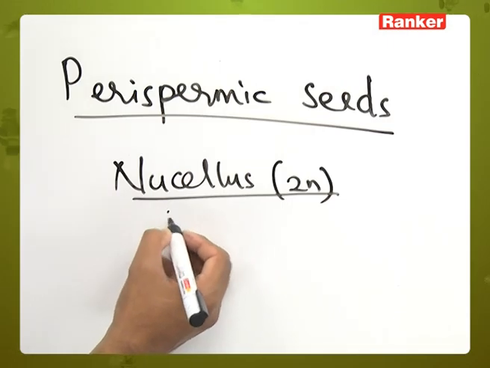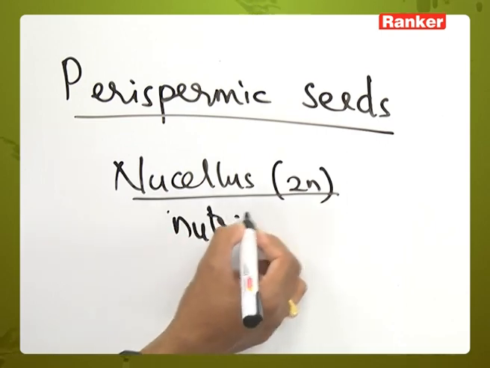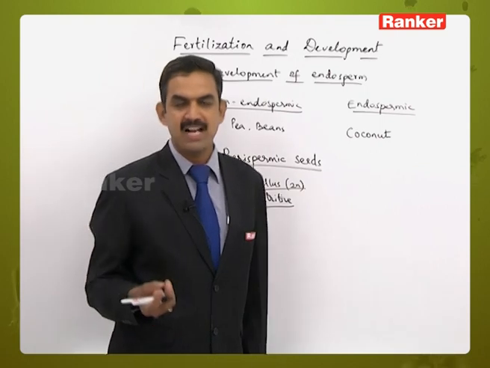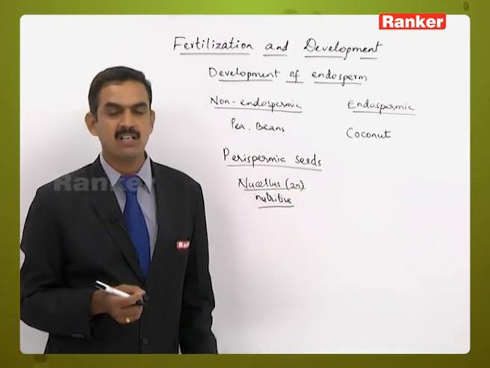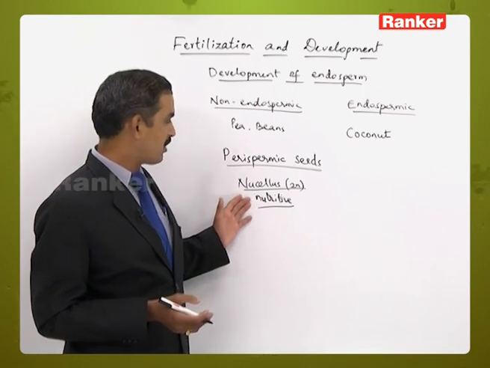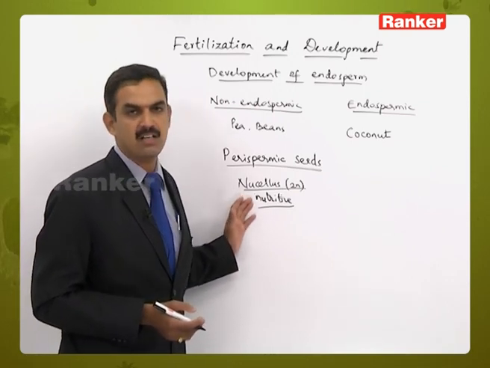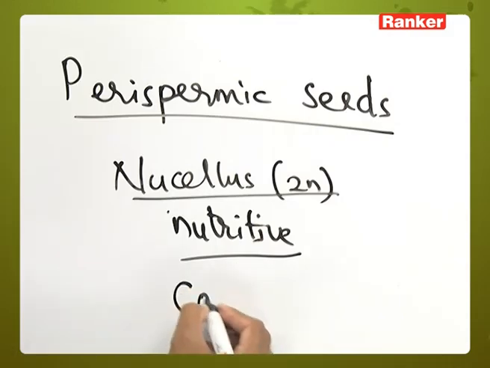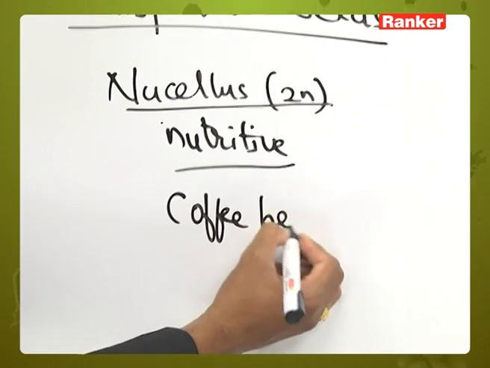So here the nucellus is also a nutritive tissue which provides nutrition to the embryo sac and the structures present inside the embryo sac. So by the time of complete maturity of the seed, if some amount of nucellus is left out, that left out nucellus is called a perisperm. This type of structure can be seen in coffee beans.